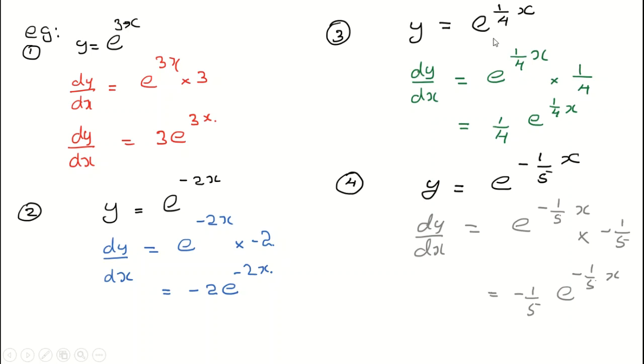If it is e to the power 1 over 4 x, dy over dx will be e to the power 1 over 4 x into 1 over 4. So 1 over 4 e to the power 1 over 4 x. Y equals e to the power minus 1 over 5 x. Dy over dx is equal to e to the power minus 1 over 5 x itself into this coefficient, minus 1 over 5. So this could be written as minus 1 over 5 e to the power minus 1 over 5 x.